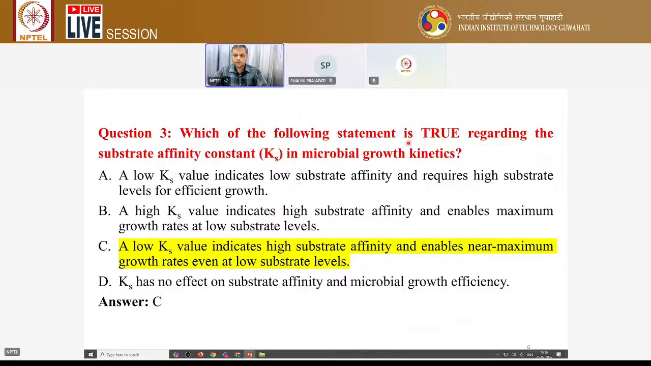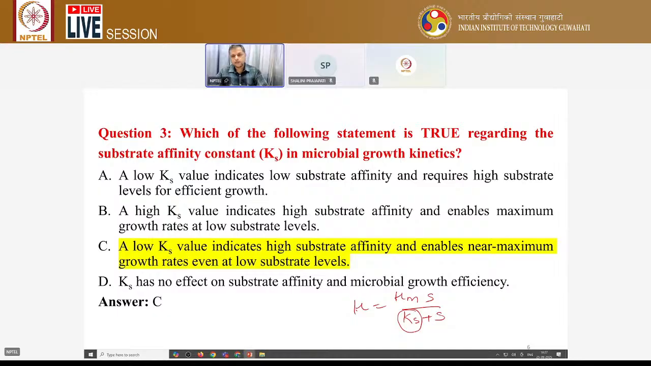Now, the third question: which of the following statements is true regarding the substrate affinity constant Ks? If you remember the Monod equation, it says mu equals mu max S upon Ks plus S. Now this Ks indicates the affinity towards the substrate.